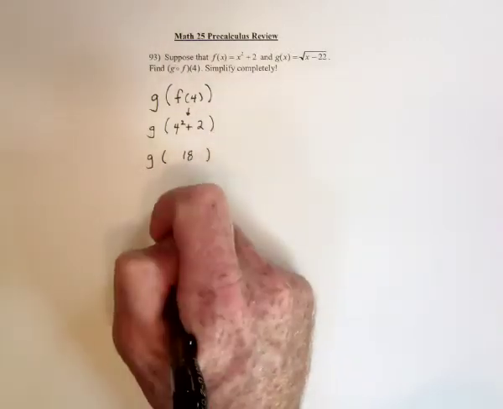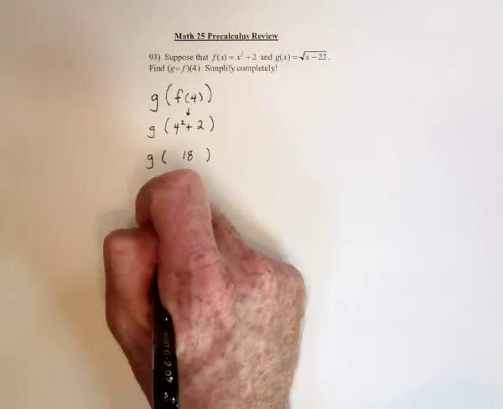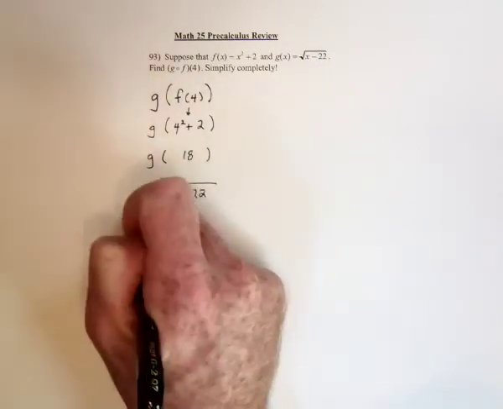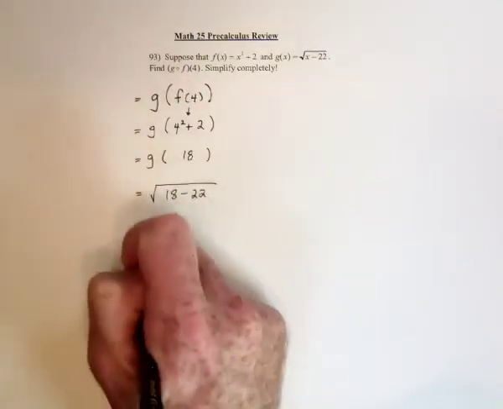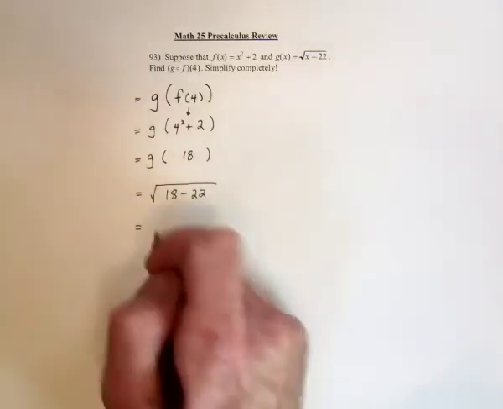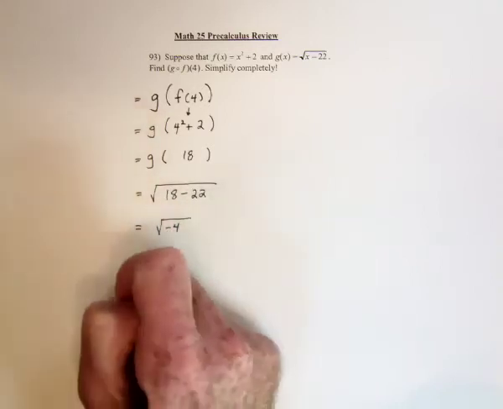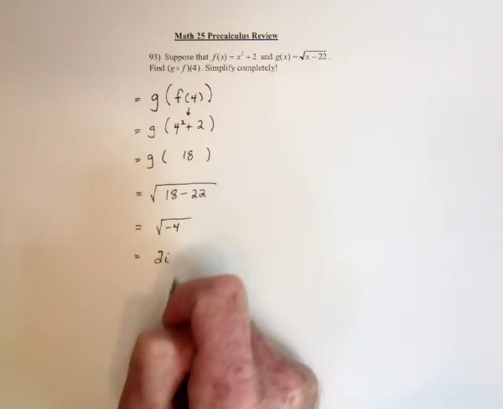And then finally substitute that into the g function for x right here. So that's going to be the square root of 18 minus 22. And then depending on whether or not you've done imaginary numbers or complex numbers, I would assume you have, that means we've got the square root of a negative 4, and then the square root of 4 is 2, so we've got 2i.